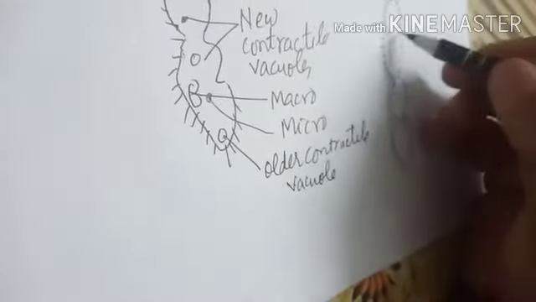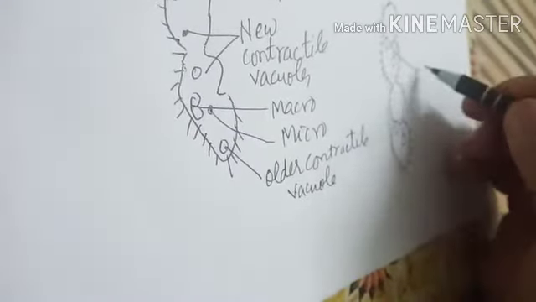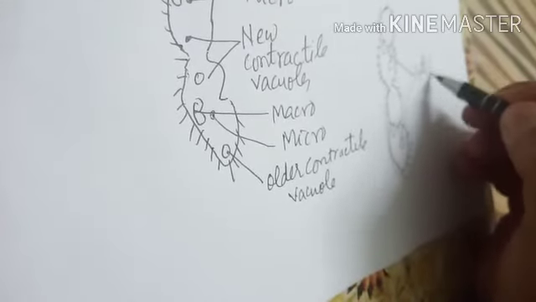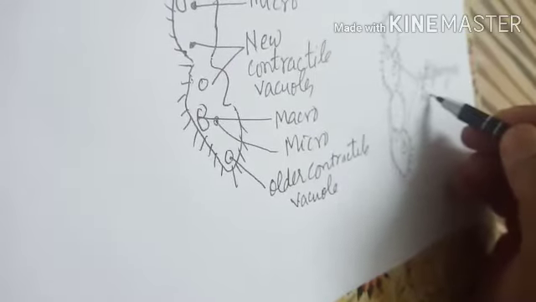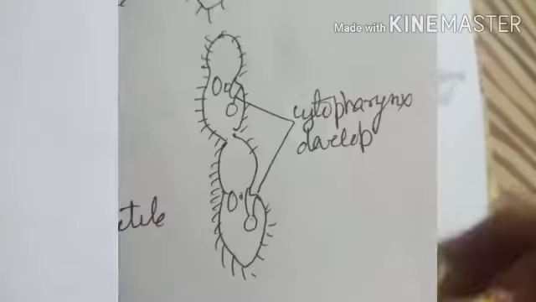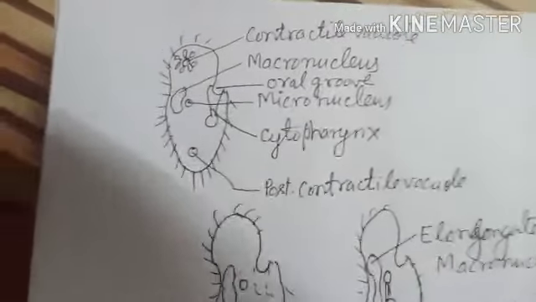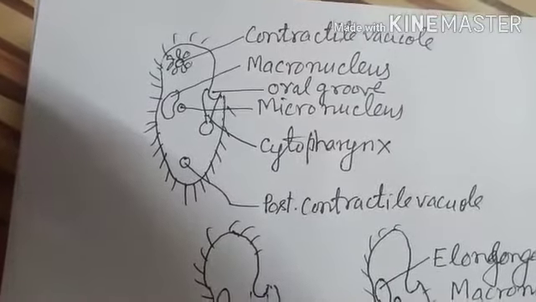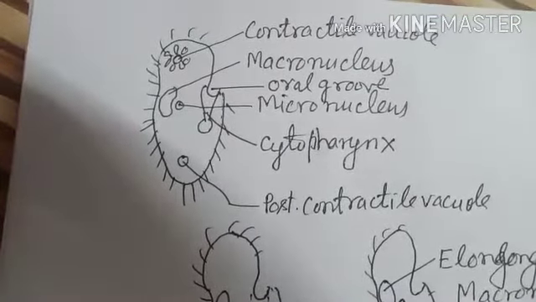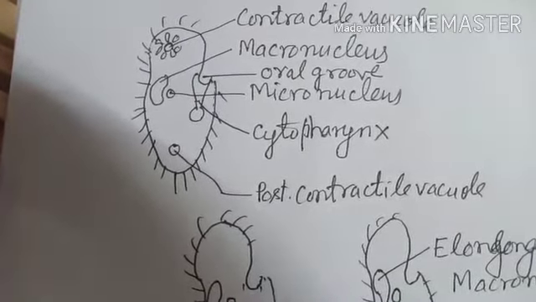And then oral grooves develop in both regions. Cytopharynx develops. Now this is a complete view. This is the starting point: contractile vacuole, macronucleus, oral groove, micronucleus, cytopharynx, and posterior contractile vacuole.